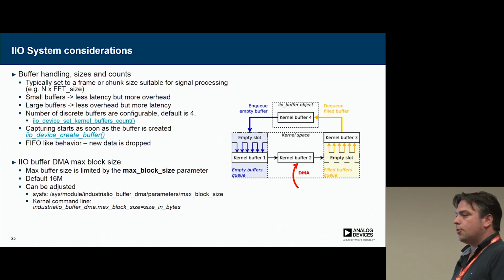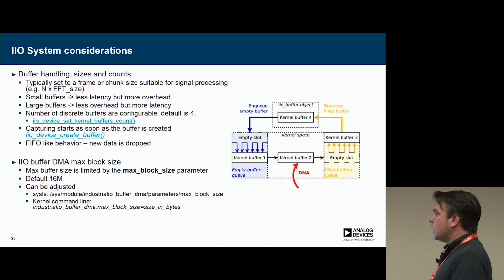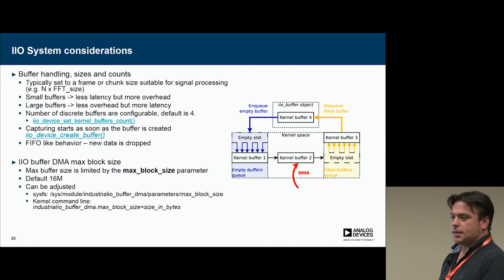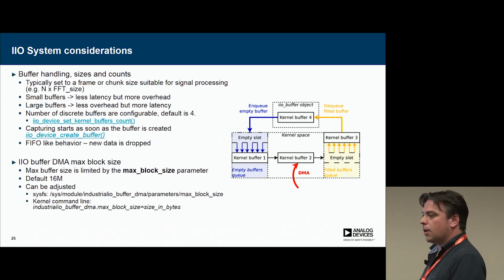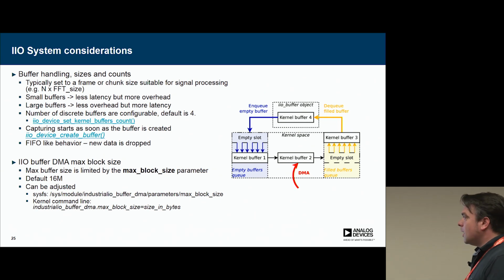The buffer size is typically set to a chunk or a suitable frame size for your application. Sometimes it's n times the FFT size. There are some considerations. Small buffers mean less latency but more overhead, while big buffers mean less overhead but more latency. In the IIO world, you can set the number of discrete kernel buffers.